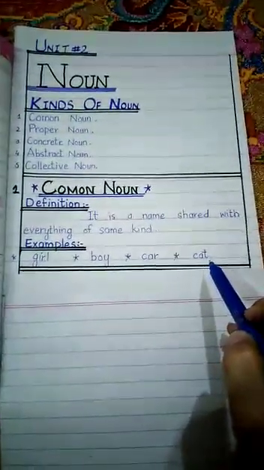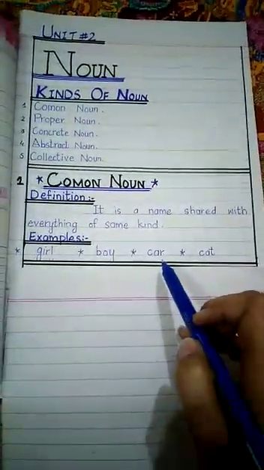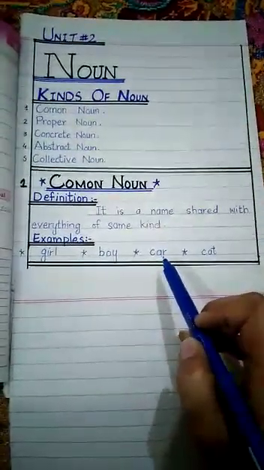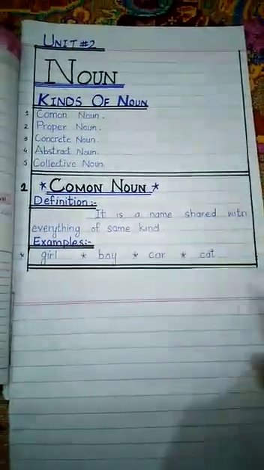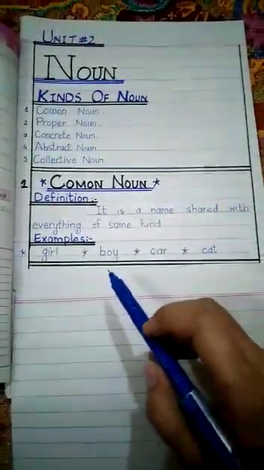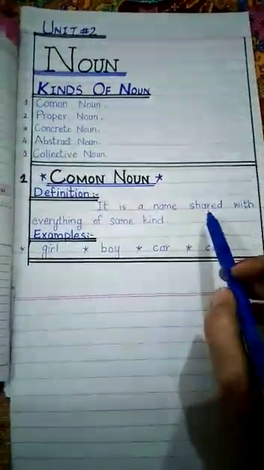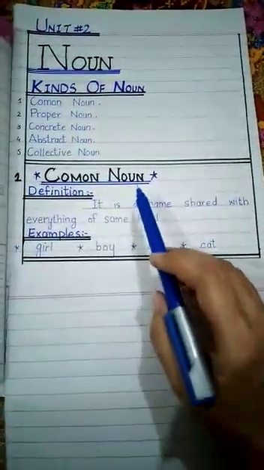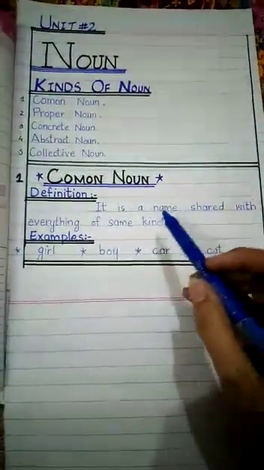Now there are different types of cats, but the only word which we usually call it is cat. There are different types of cars, different brands and names, but we can only call it by car. There are different names of boys, but when we call them by a single word, that is boy, and the same is the case with girl. So a name shared with everything of the same kind is called a common noun. The names which are very much common, which are commonly used, are called common nouns.